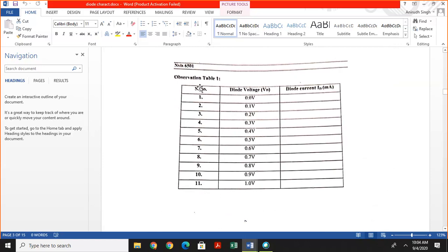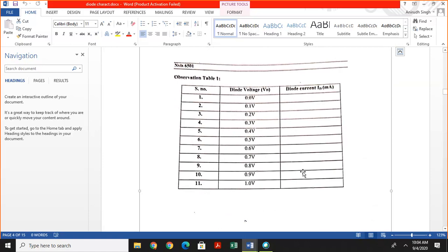this is the observation table for forward bias characteristic. Voltage is increased in steps of 0.1, 0.2, 0.3, 0.4, 0.6, and the corresponding current is measured by the DC ammeter, and all readings are written in this observation table.